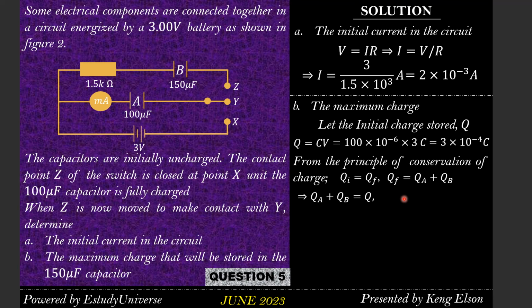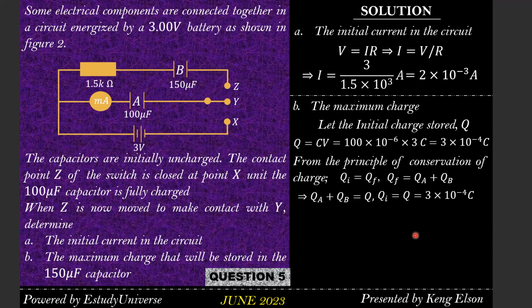So from here, what do we have? If we add the charges stored by those two capacitors, it must give us the initial charge, which is Q, since summing those charges is the final charge, and from the principle, the final charge is equal to the initial charge. We have already calculated the value of the initial charge, which is 3 times 10 to the negative 4 coulombs.